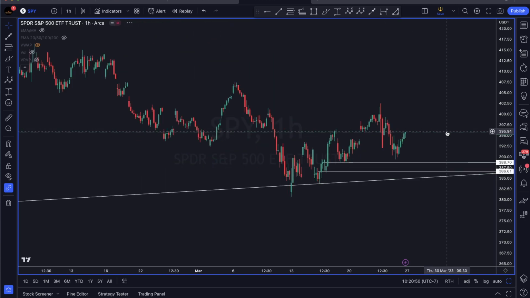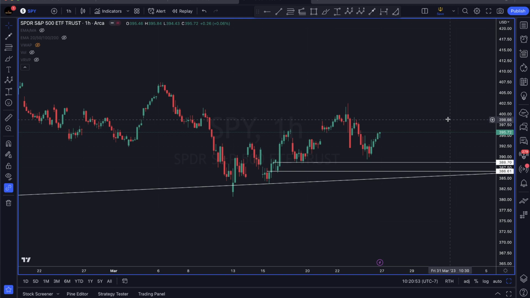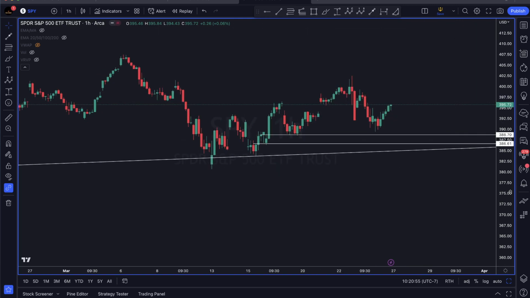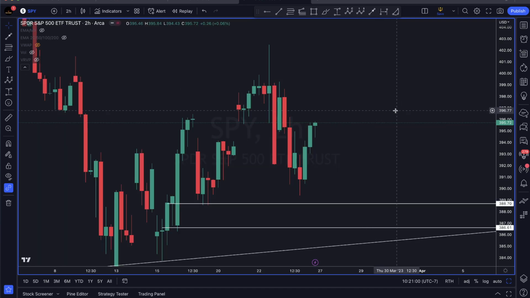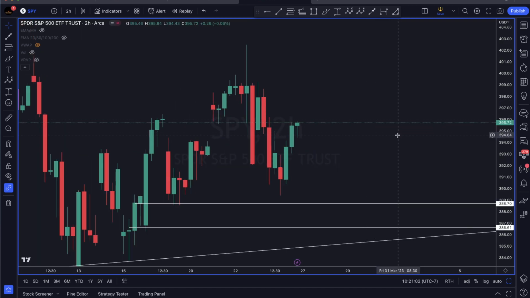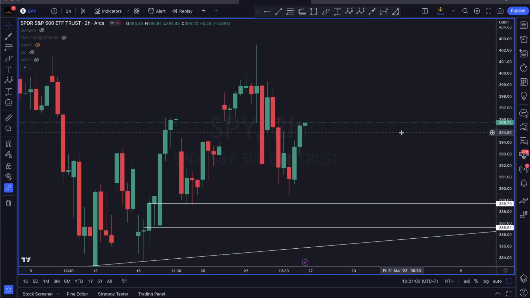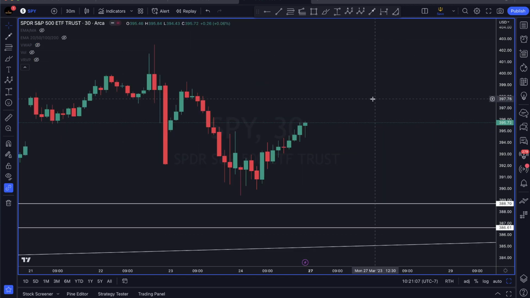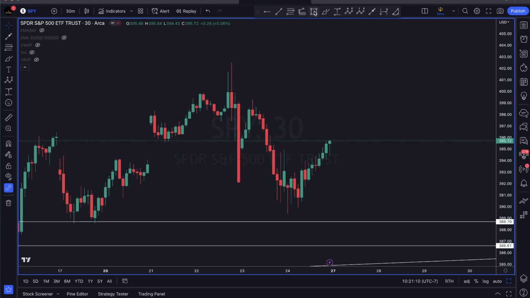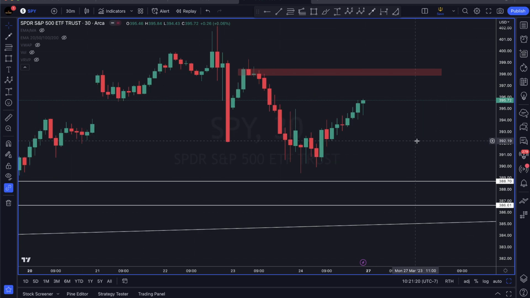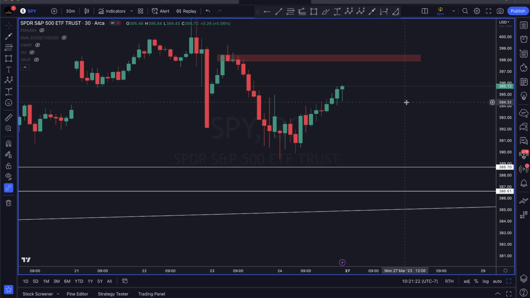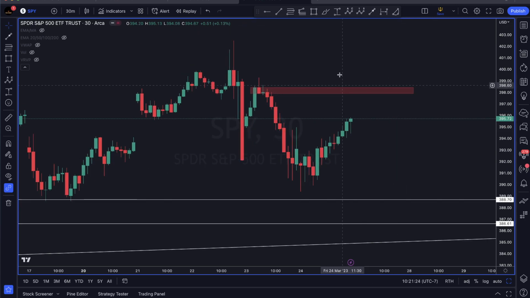Let's say if I put any actionable setup. Hmm, let's see if I can see any supplies. There's this one, a 30-minute supply. I see two options we're going to have on Monday to trade SPY.